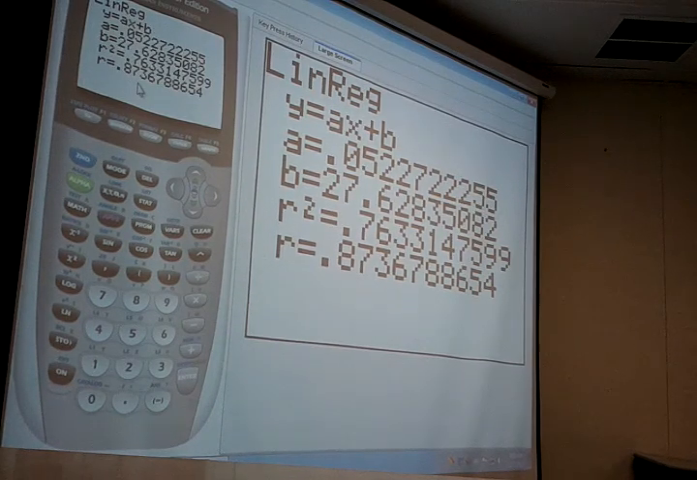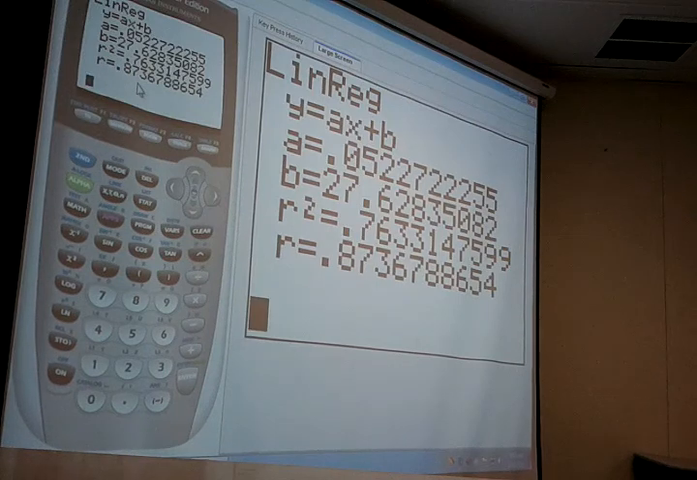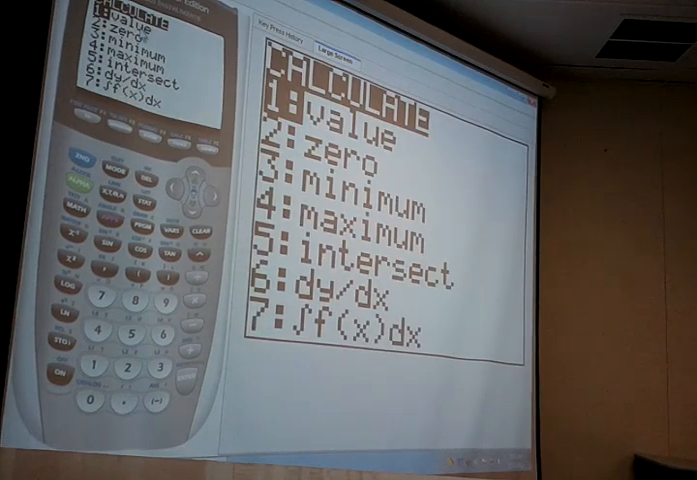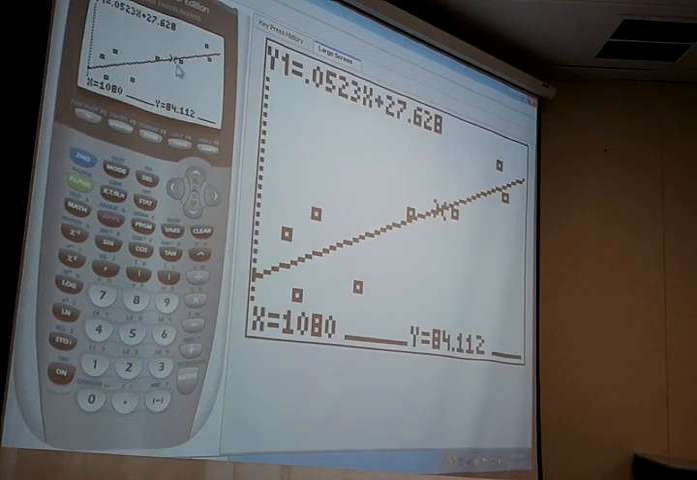So if I plug in 1,080, oops, I need one more zero in there. Then I can get what the temperature should be, roughly. Okay. And here's a cool thing on your graph, by the way. If you hit second trace and see how that goes up into calc, you can just do that on your regular screen. But if you go to second trace, number one is value, and you tell it 1,080 for X. It'll actually find the place, and it'll tell you what Y is.